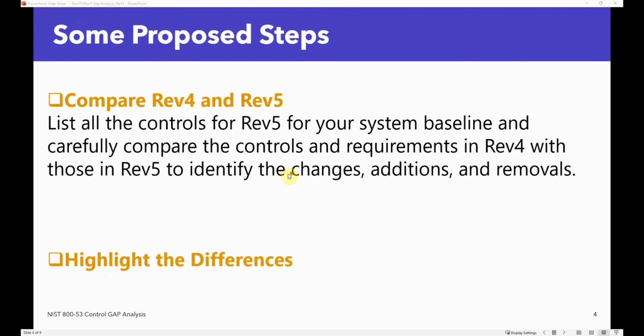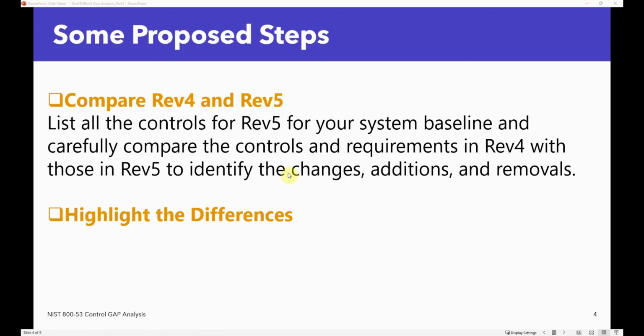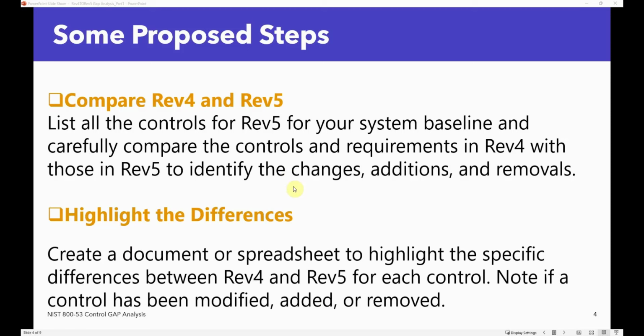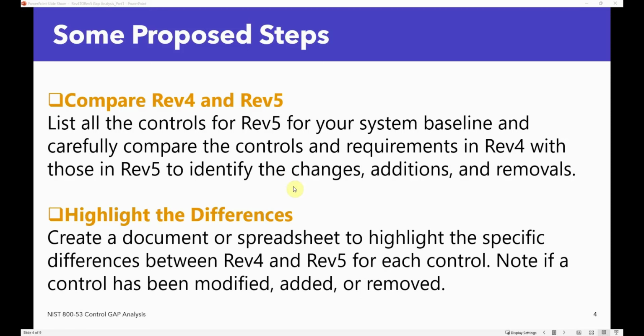Moving on. Now let's look at the next proposed steps here, right? You have to highlight the differences. What are some of the differences that we saw? You create a document or a spreadsheet, just like my spreadsheet that I showed you, to highlight the specific difference between Rev4 and Rev5 for each control. Note if a control has been modified, added, or removed. So if there is any control that has been modified, added, or removed, you have to take note of that.